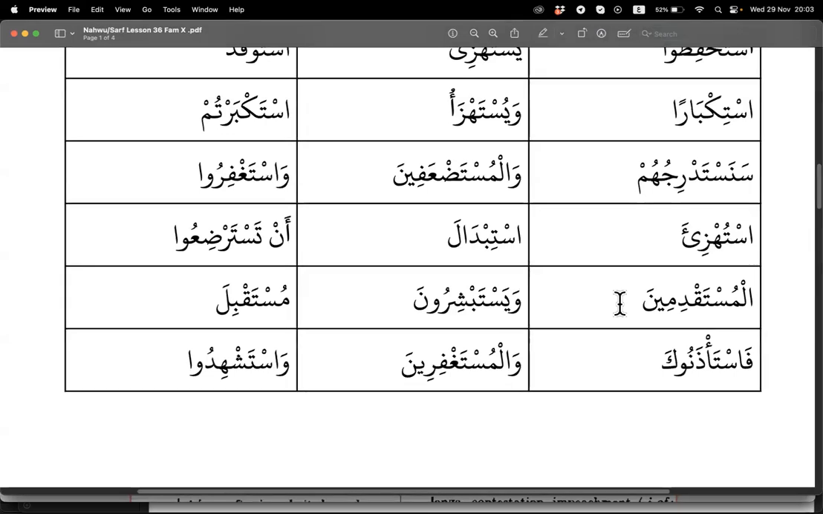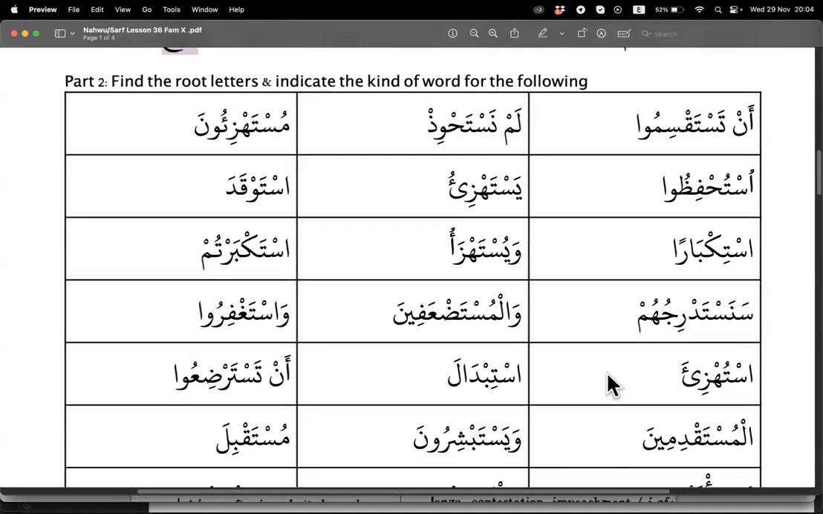Al-mustaqdimina. Al-mustaqdimina is isim fa'il. Root letters: qaf dal mim. What's the status here? The status here is majrur or mansub. Yes, good. Next one, fasta'zanuka. Fasta'zanu is fi'il madi, madi hum. Yes, root letters? Hamzah dhal nun. Yes, good. Next one.